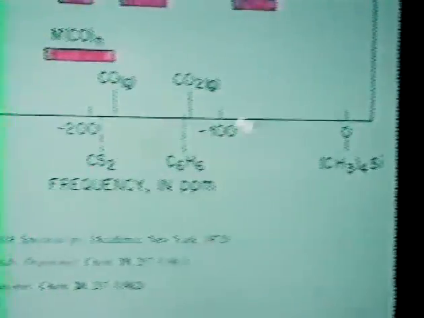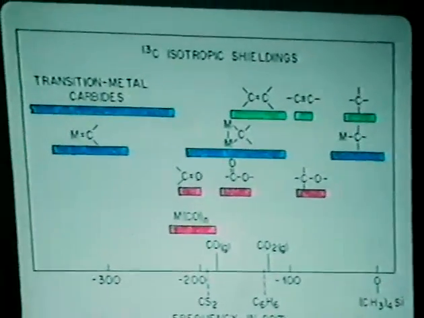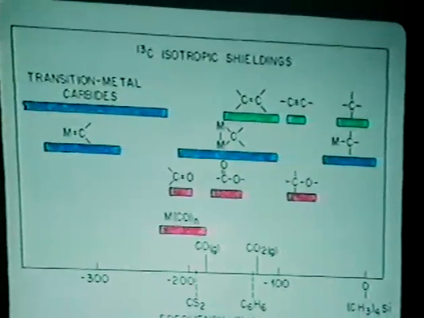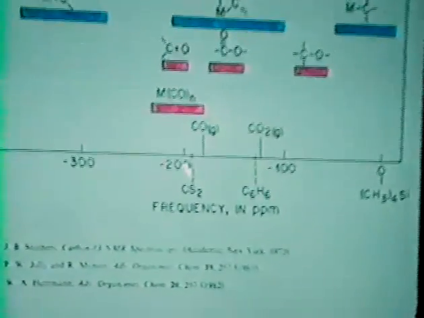This happens to be on the sigma scale here, so we're going negative over here. You also see the delta scale, which is positive over here. All we need to worry about is that this is higher frequency, this is lower frequency. Two common standards are benzene and carbon disulfide that are here.